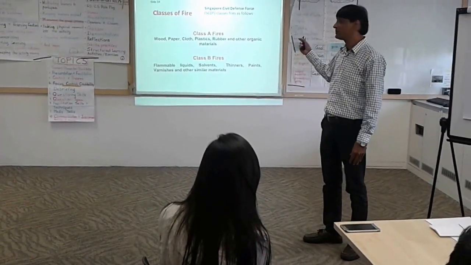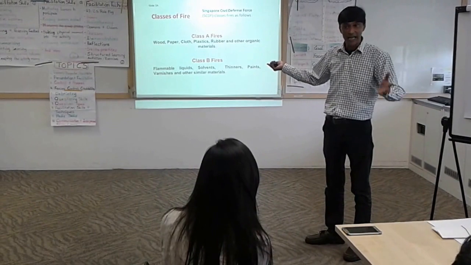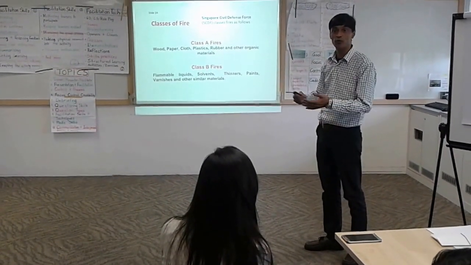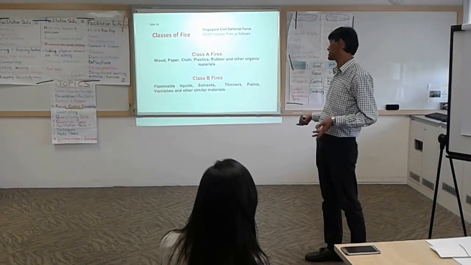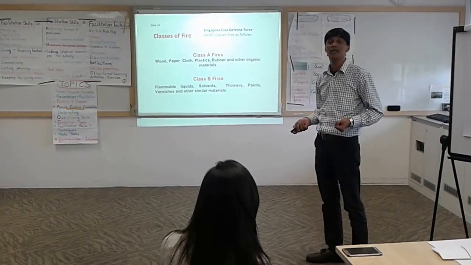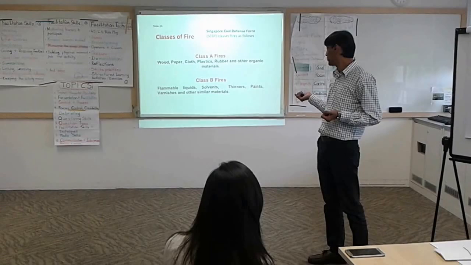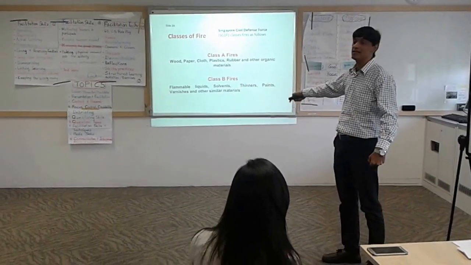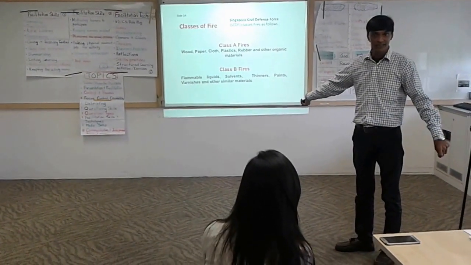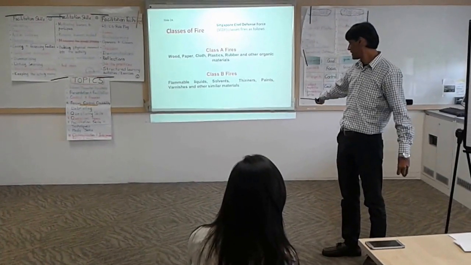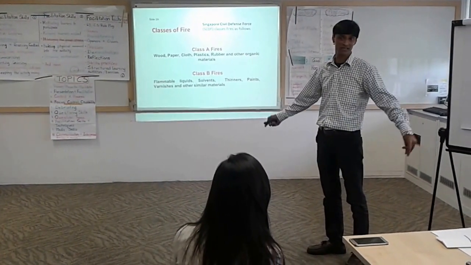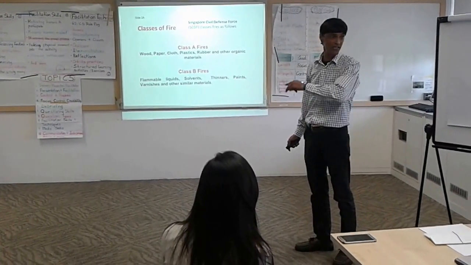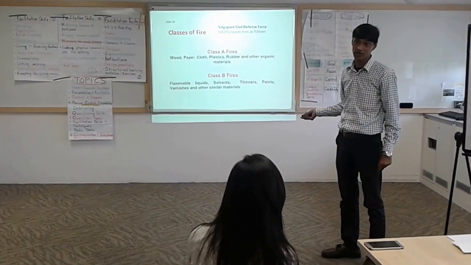So everybody has to remember this, all right? Class A is organic materials like wood, paper, rubber, clothes. These are Class A fires. And Class B fires are your flammable liquids. You can see that thinners, paints, varnishes. Class A and B are the things you sometimes find in the dustbins. Bin fires normally are either Class A or B usually.